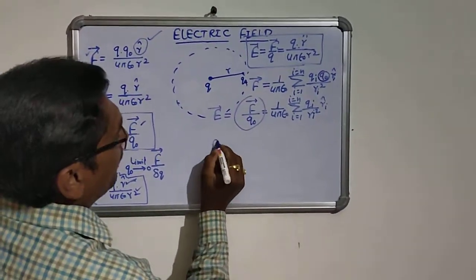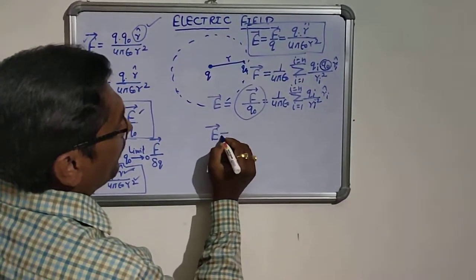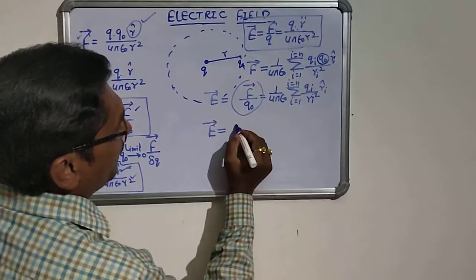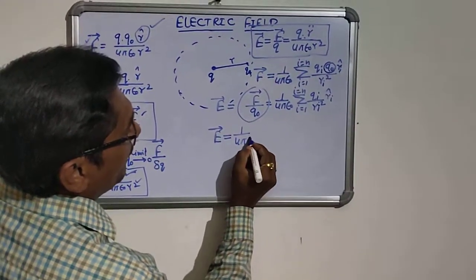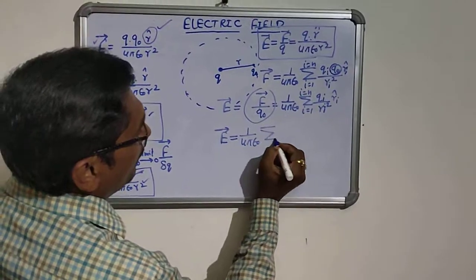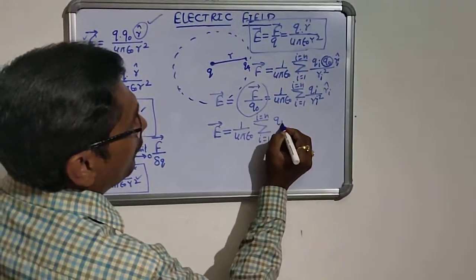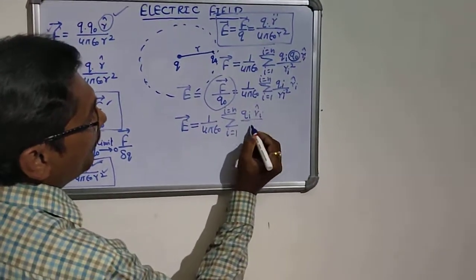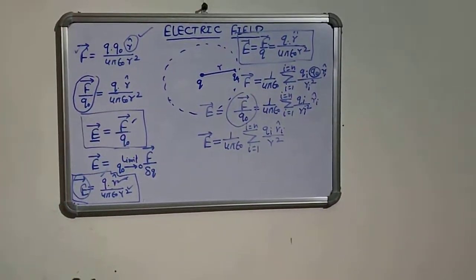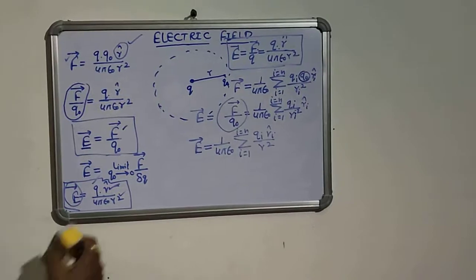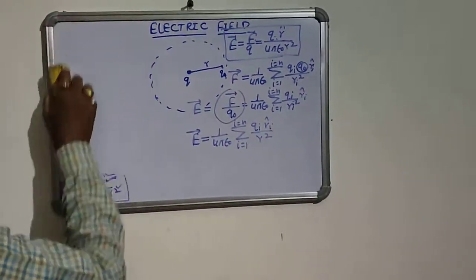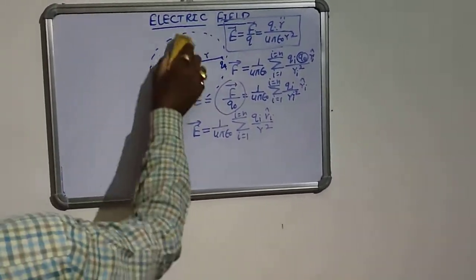So the superposition principle of charges for electric field is 1 upon 4 pi epsilon naught, sum from i equals 1 to n, Qi Ri cap upon R square. And the diagram is just like the superposition principle of force.